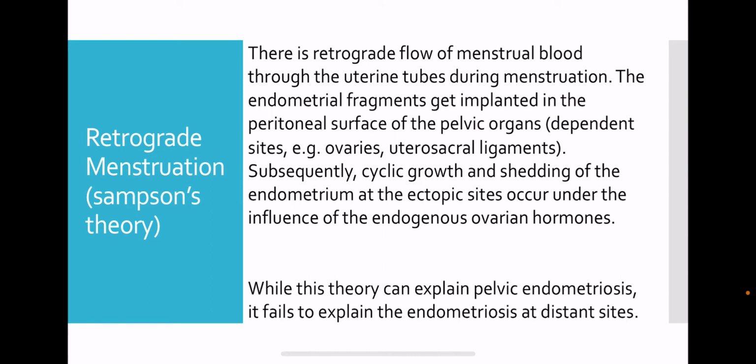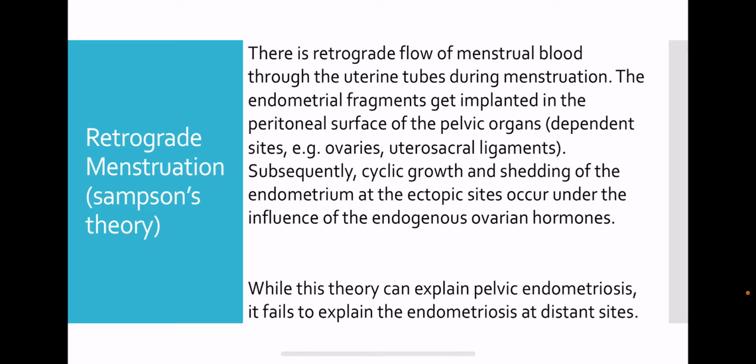Retrograde menstruation, also known as Sampson's theory. This is the most widely accepted theory. 70 to 80% of people accept this theory. 70 to 80% of endometriosis is because of this. This is what the theory says: there is retrograde flow of menstrual blood. Retrograde means in the opposite direction.